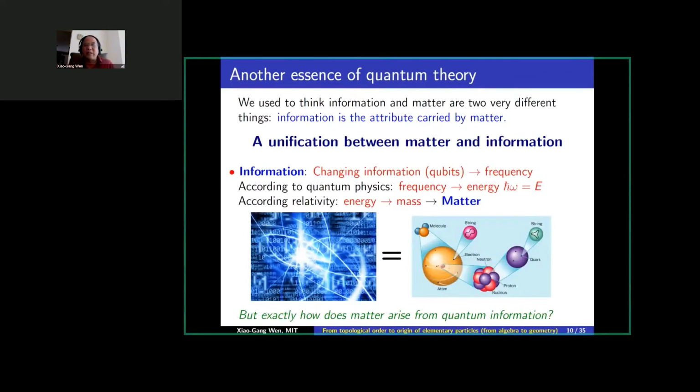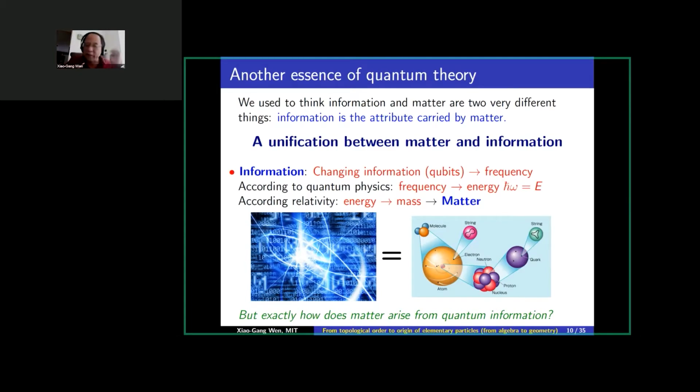And actually, this superposition principle has another consequence. This consequence tells us about a unification between matter and information. At the beginning, it sounds very strange. Usually we say information is carried by matter, so information is some attribute of some matter. Like a spin up electron: the electron is matter, a spin up electron is information, and a spin down electron is another piece of information. So it's a kind of attribute information.